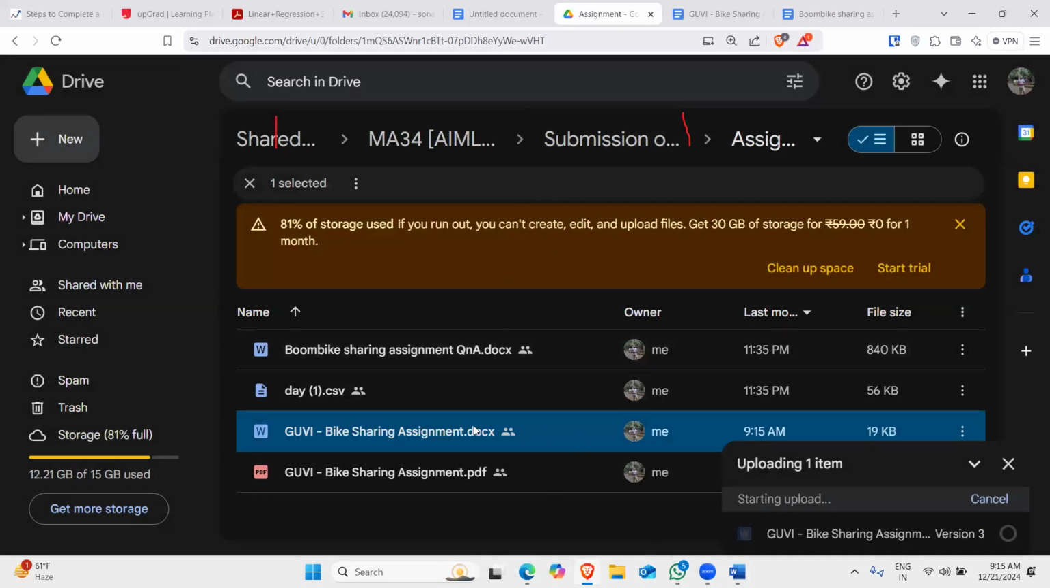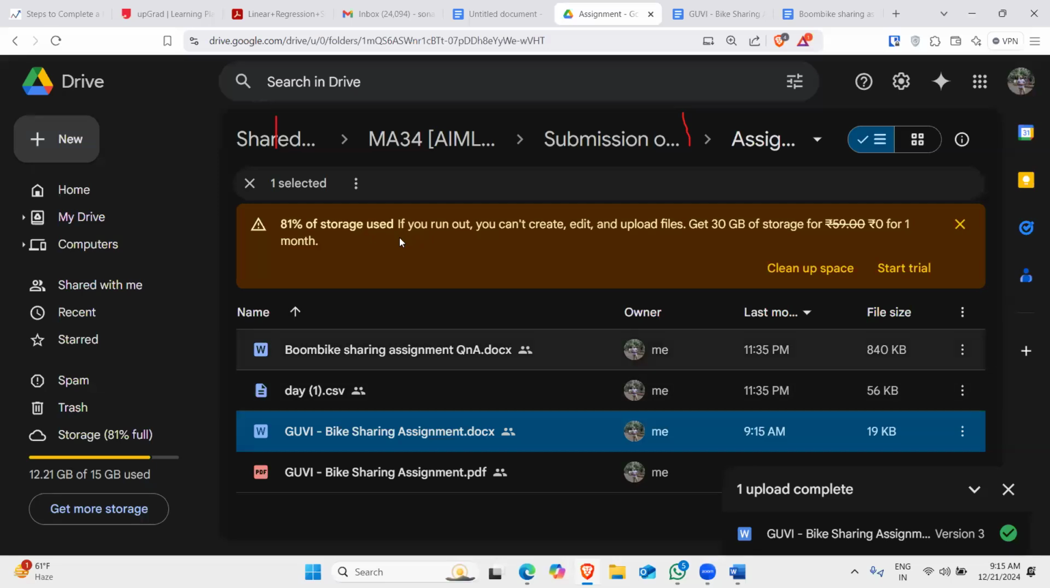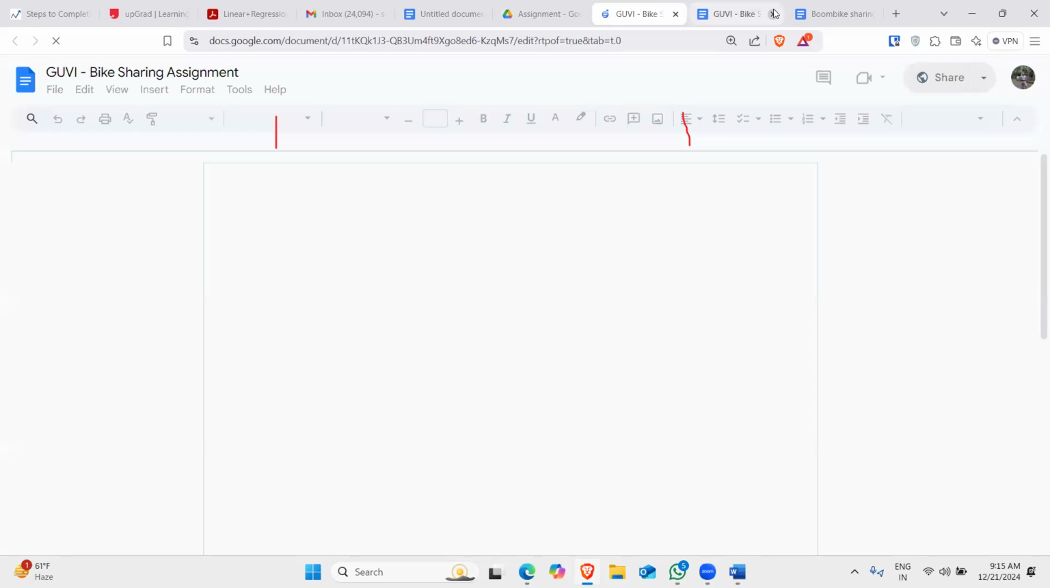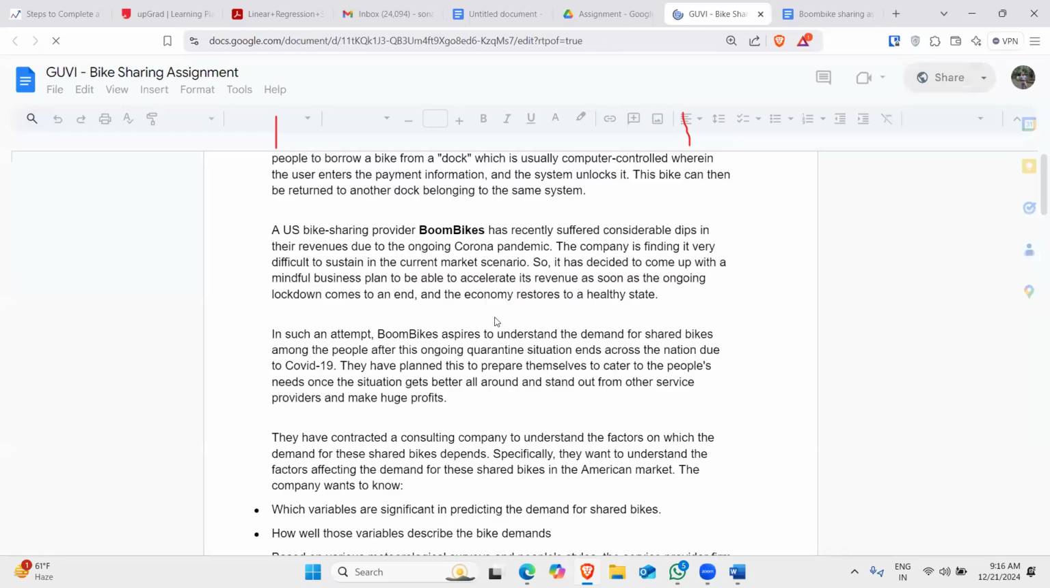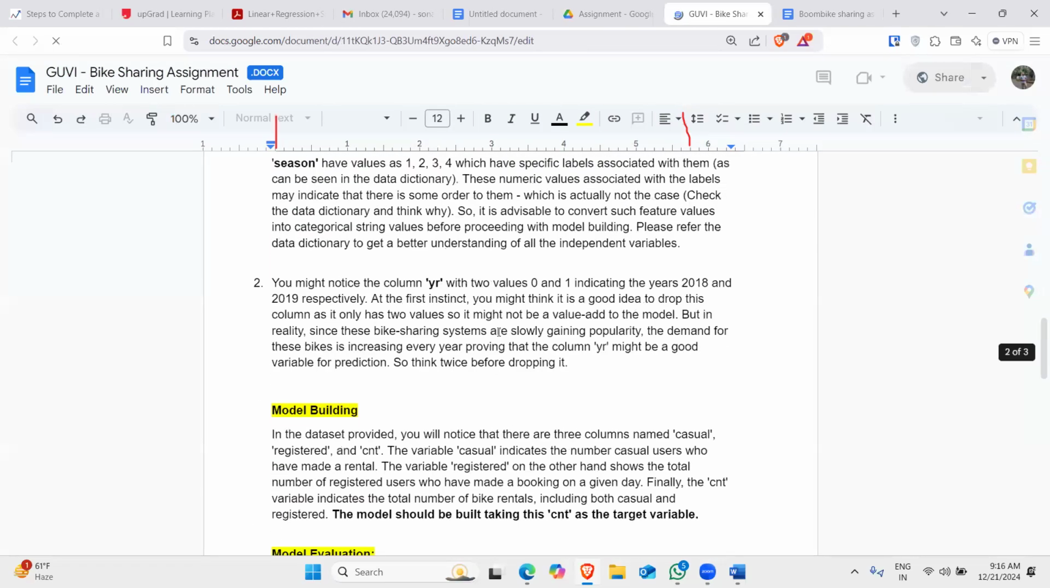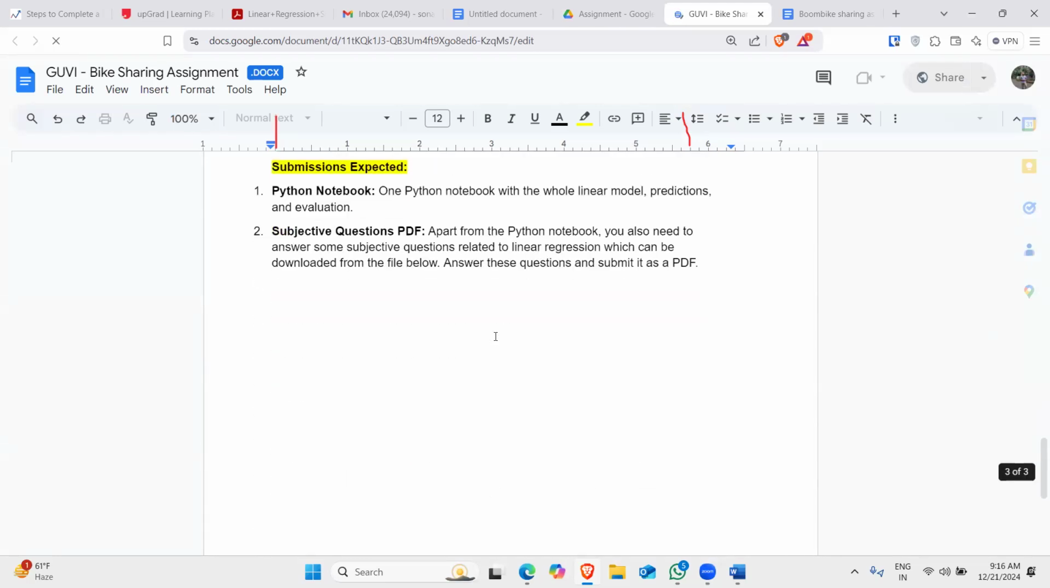You need to solve this, right? You can take your time, 5 days, 10 days, but it's very interesting. You just need to give it a try. Yeah, now it is looking good. This is the problem statement. This is data preparation, model building, submissions expected.